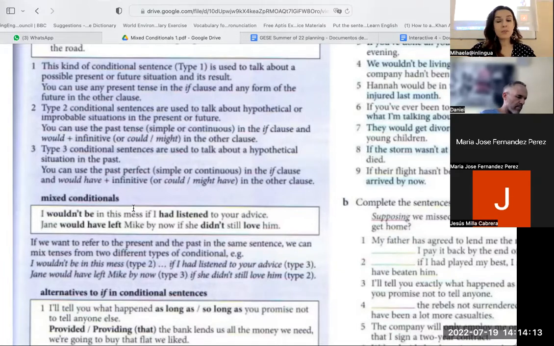Now, the other one is a bit more complicated. The example is, Jane would have left Mike by now if she didn't still love him. I always start from if, so I have if she didn't still love him, this is a second conditional condition, right? The past simple is used to make a second conditional condition with a consequence in the past. How is that even possible, that a present action has an influence on the past?